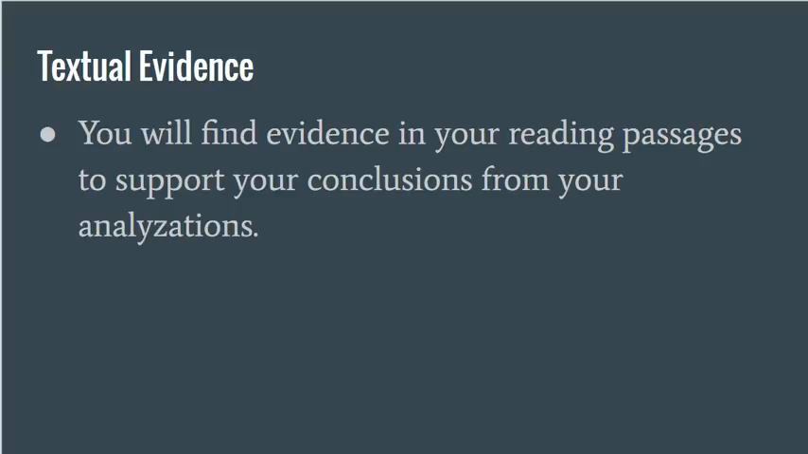For instance, if you wanted to say that the theme from John Steinbeck's novel, The Grapes of Wrath, and the theme from Of Mice and Men are two totally different stories, what evidence would you use? You would use evidence from the stories. This book is about this. This book is about that. So you would use an overall theme in that instance to support your theories or your opinions. You have to use evidence in your reading passages to support your conclusions from your analyses.